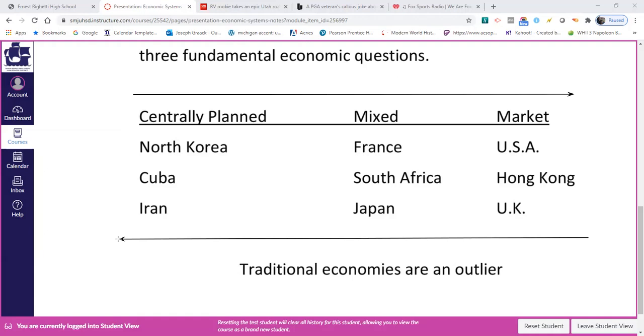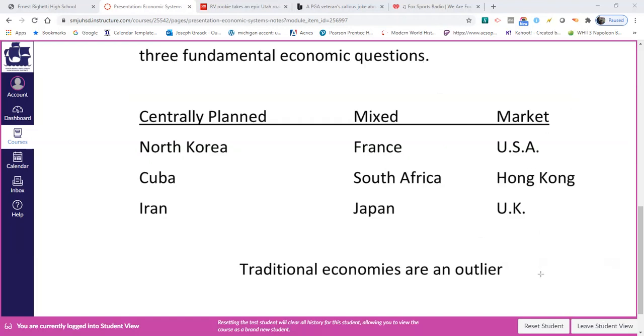If I tell you France, United States, Cuba, you should be able to tell me the economic system that they employ. And then also be able to talk about, hey, in the United States, there's more individual freedom than there is with France or Cuba. In Cuba, there's more government planning and central planning than there is in France or Hong Kong. So you want to be able to decipher the differences between each. But that was basically the big idea from that.